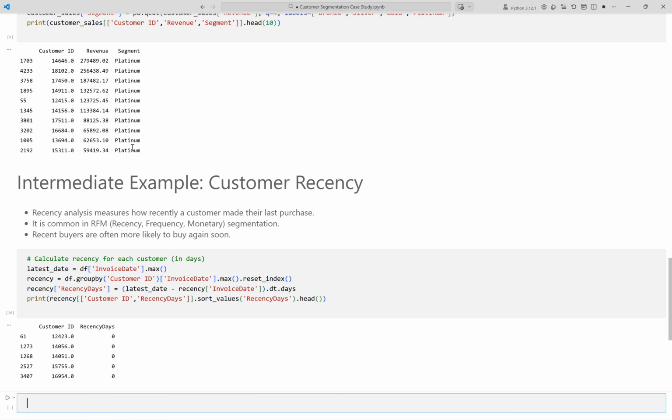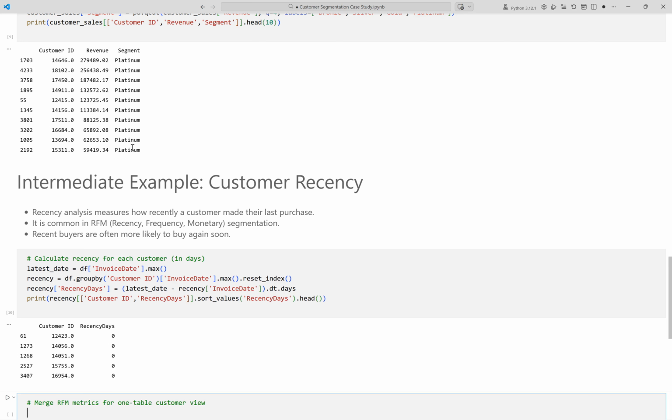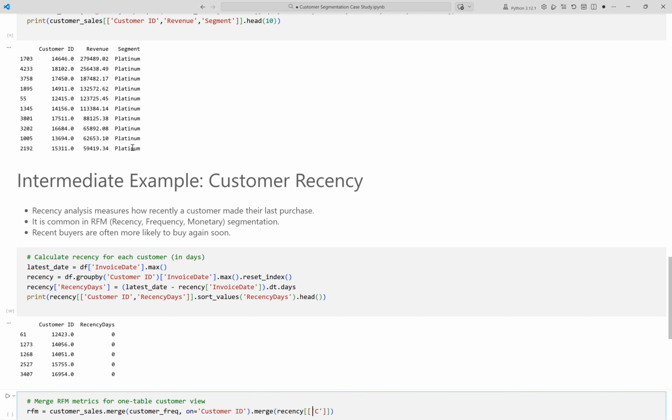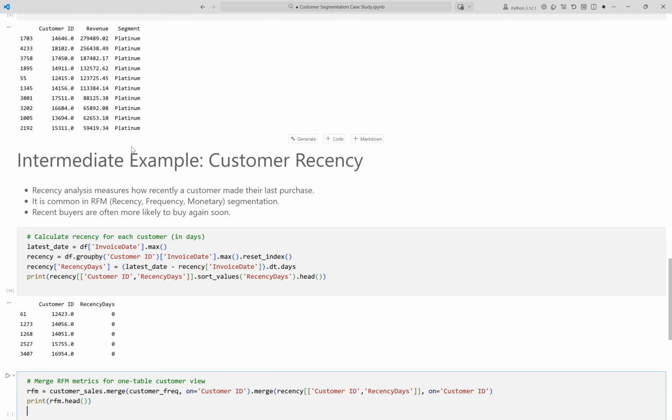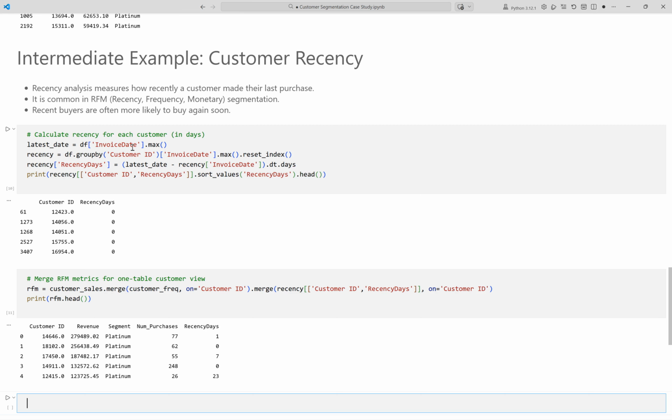To do practical segmentation, companies need a single table with all customer metrics combined. We merge revenue, frequency, purchase count, and recency metrics into one data frame based on customer ID. We print a preview table to show all the metrics per customer. Running the cell now. This output shows a merged table combining revenue, segment, purchase frequency, and recency for each customer, giving a comprehensive RFM view.